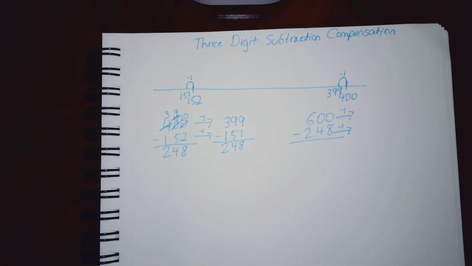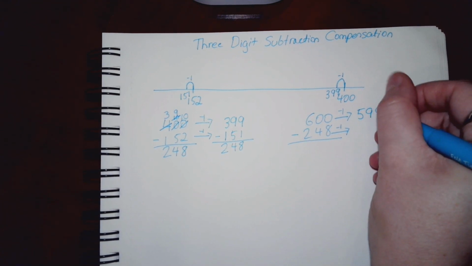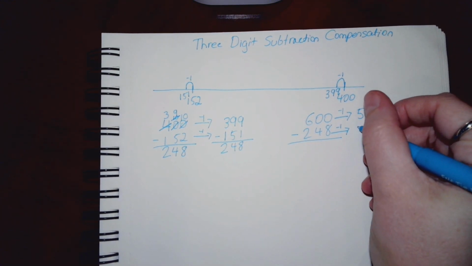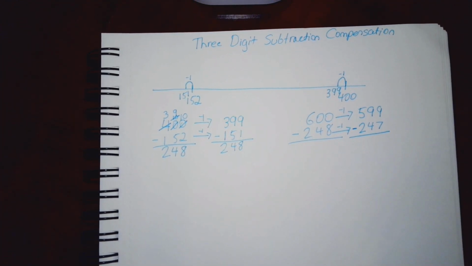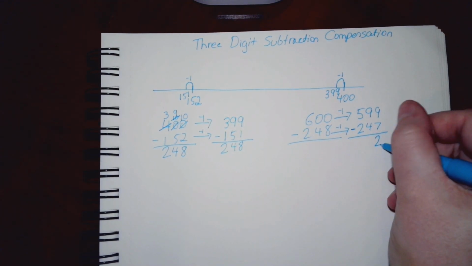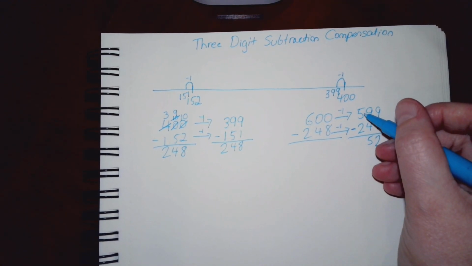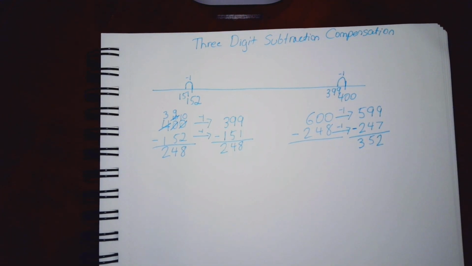Well, what comes before 600? I know 500s come before 600, so what comes right before 600 is 599. What comes before 248? That would be 247. Put in my subtraction sign. I need to bring that over to show what I'm doing. Now I have 9 minus 7, which is 2. 9 tens minus 4 tens gives me 5 tens. And then 500s minus 200s gives me 300. So just like that, take 1 from each.